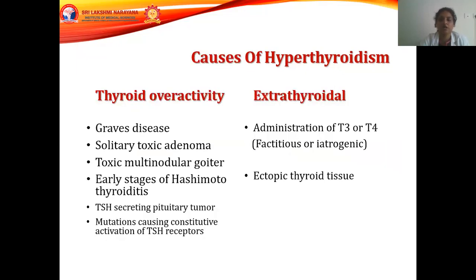So causes of hyperthyroidism, they can be either because of the overreactivity of the thyroid gland or the presence of an extra thyroid hormone. So increased production of thyroxine will occur in Graves' disease, then adenomas, then multinodular goiters, and in Hashimoto's disease, which is an autoimmune disorder. Whereas in extra thyroid tissue, this can be either because of an ectopic thyroid gland, or it can be because of the administration of exogenous T3 or T4 hormones. So that is iatrogenic, or it can be induced also.